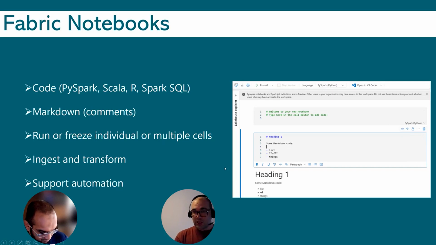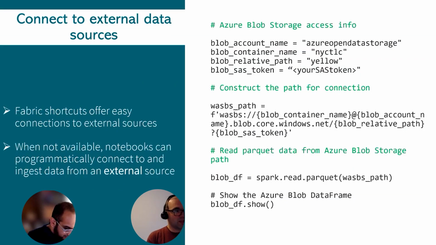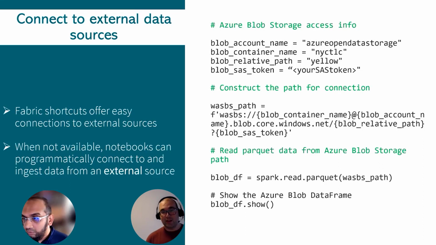With notebooks, it's not just about ingesting data. You can also perform transformations, as you will see in one of the next examples. So this is a very basic use case when you want to connect to an external data source with a Fabric notebook. I would encourage you to try with shortcuts. Shortcuts is another very cool feature in Fabric that we'll examine in a few minutes. But if shortcuts are not available for whatever reason, you can use notebooks to programmatically connect to, I would say, literally any external data source.